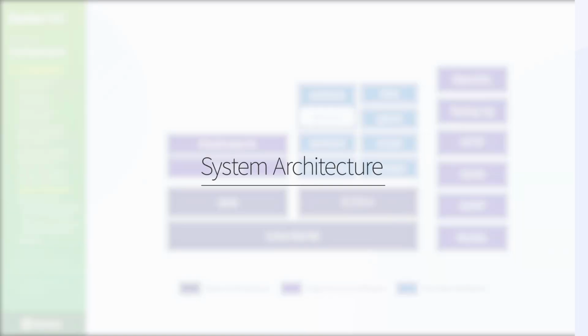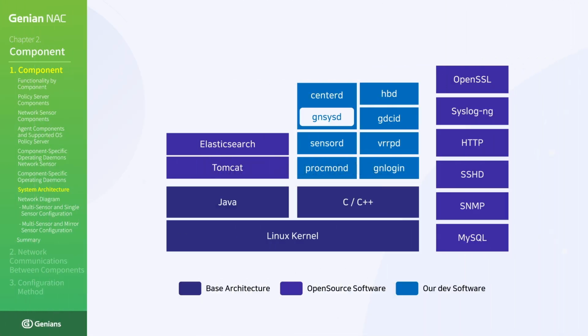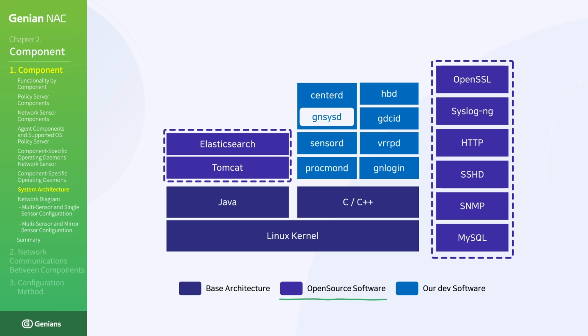The Geneon NAC system architecture is divided into 3 parts. The foundation is built on the Linux kernel and Java. Custom-developed software based on C and C++. Software provided as open source on the Linux platform.